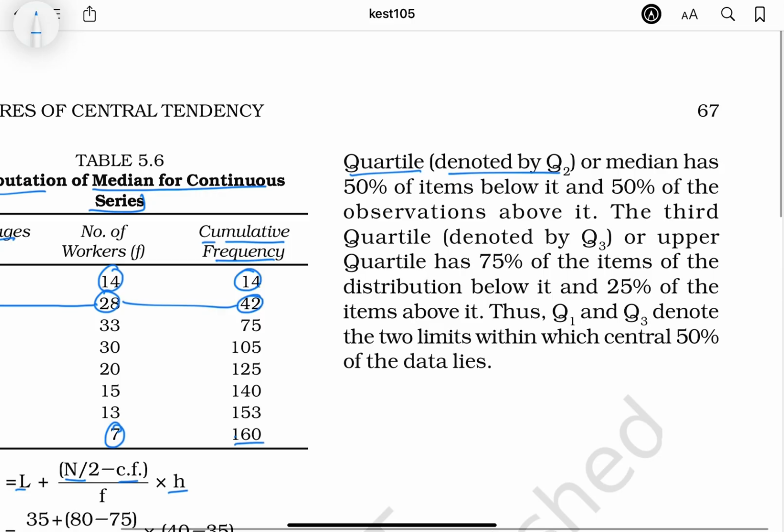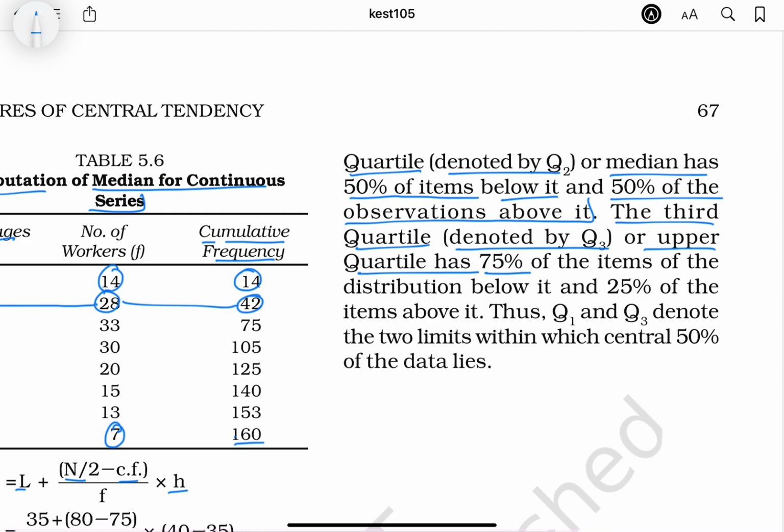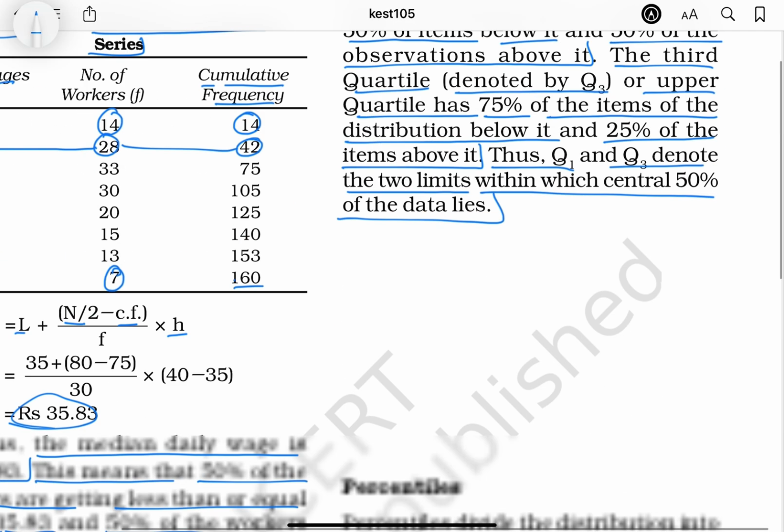quartile, denoted by Q2 or median, has 50% of items below it and 50% of the observations above it. The third quartile, denoted by Q3 or upper quartile, has 75% of the items of the distribution below it and 25% of the items above it. Thus, Q1 and Q3 denote the two limits within which the central 50% of the data lies.